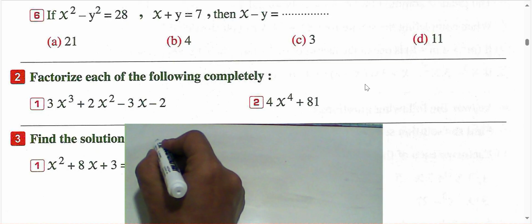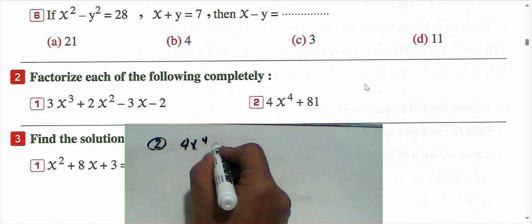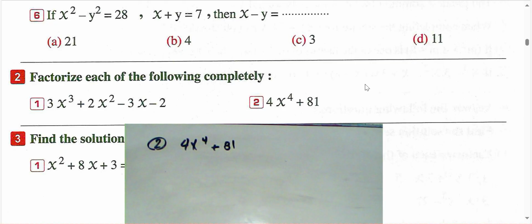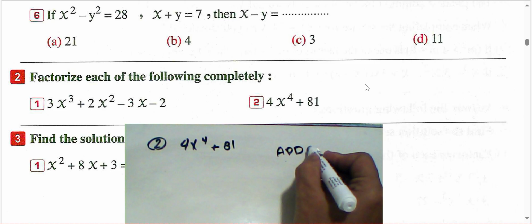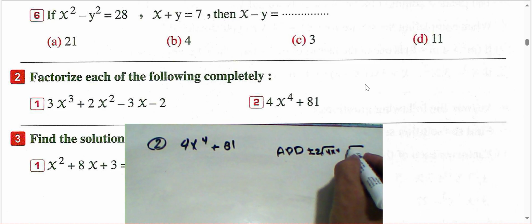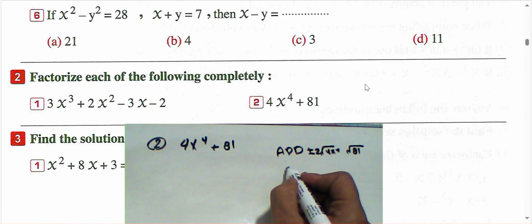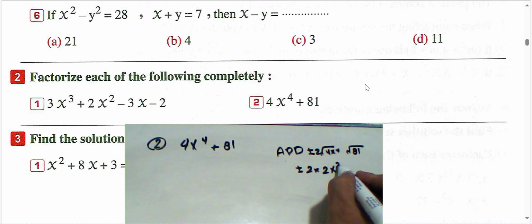Next question, number 2. We have 4x^4 + 81. To solve this example, we must add and subtract, positive or negative, 2 times the square root of the first and the square root of the third. Then we can add 2 times the square root of 4x^2, which will be 2x^2, and the square root of 81, which will be 9.